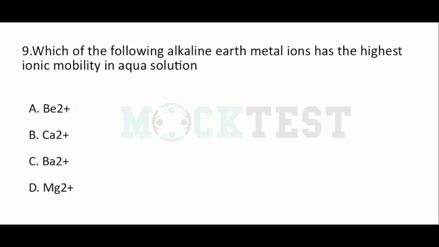Which of the following alkaline earth metal ions has the highest ionic mobility in aqueous solution? Option A, Be2+; option B, Ca2+; option C, Ba2+; option D, Mg2+. The answer is option C, Ba2+.